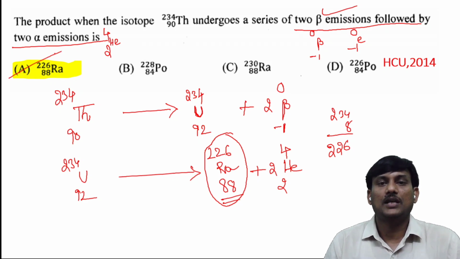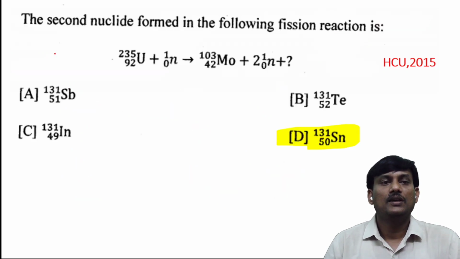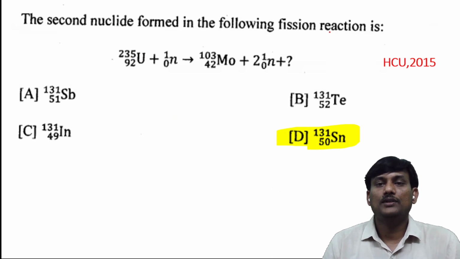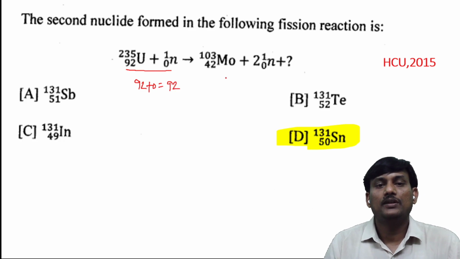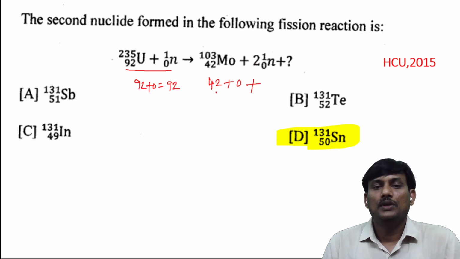So this is the correct option. The second nuclide formed in the following fission reaction is, it's a fission reaction. We have to balance atomic mass and atomic number. This is atomic number. On left side we have atomic number 92 plus 0 is 92. Right side we have 42 plus 2 into 0, 0. So we have to add 50. When this one is 50, there is a balancing of atomic number. So this one is 50.